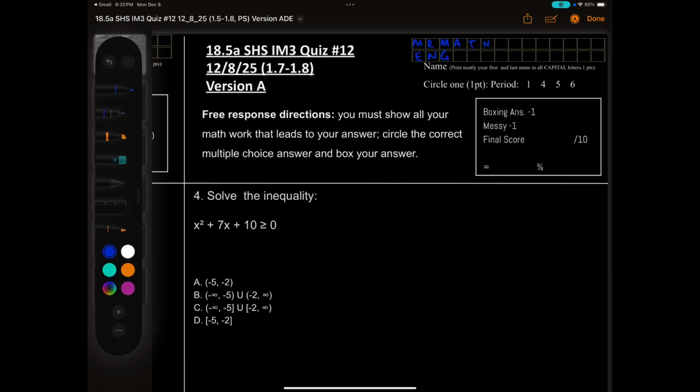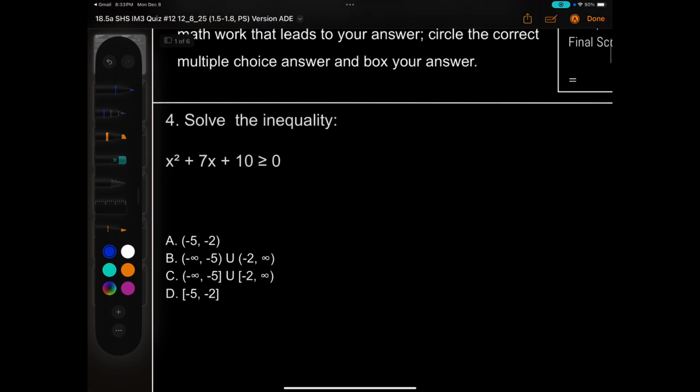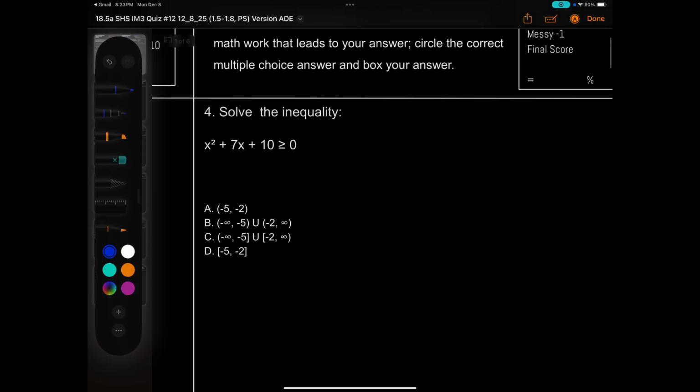Hey guys, let's go over quiz number 12, 1-7, quadratic inequalities and systems. This is version A. Question number 4 says to solve the inequality. It doesn't say graph. The first thing we're going to do is make sure it's set equal to 0. So we know it's set equal to 0. And then I'm going to try to solve this right here.